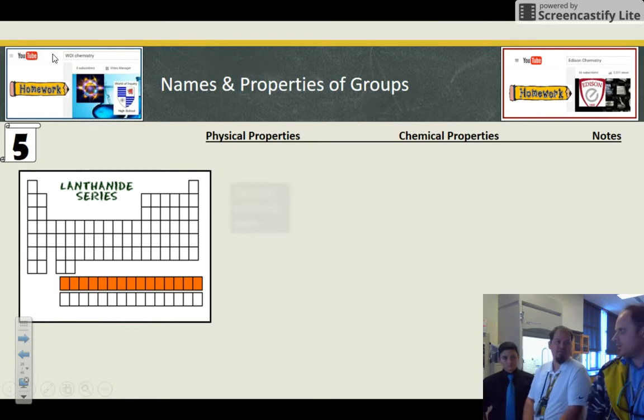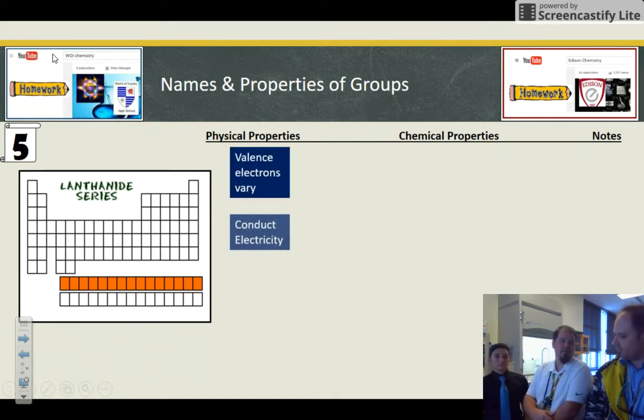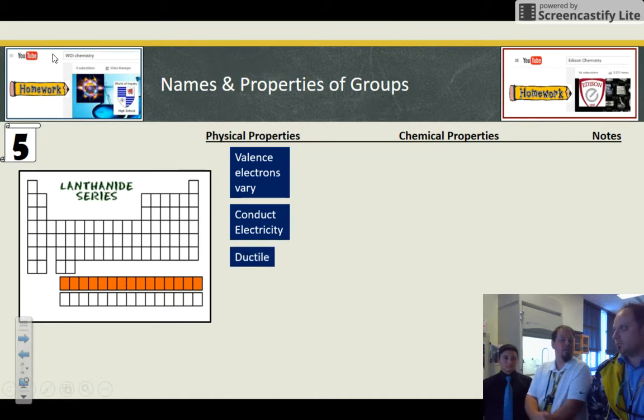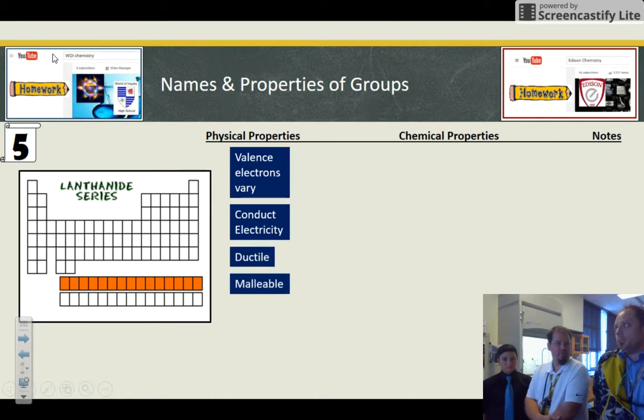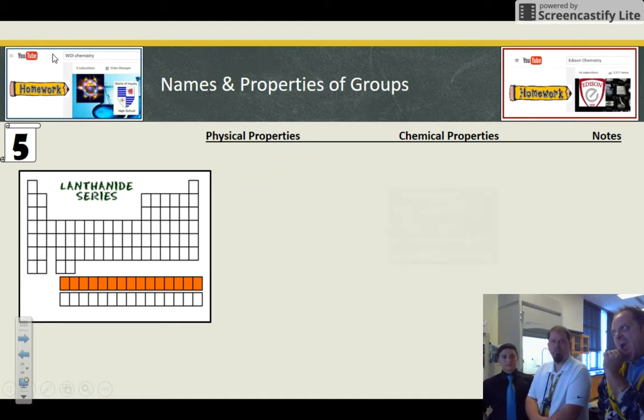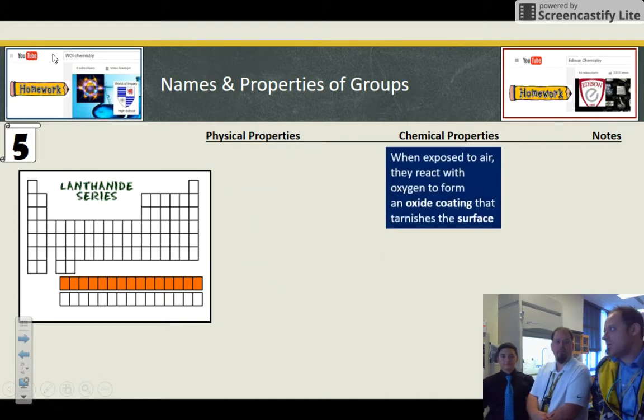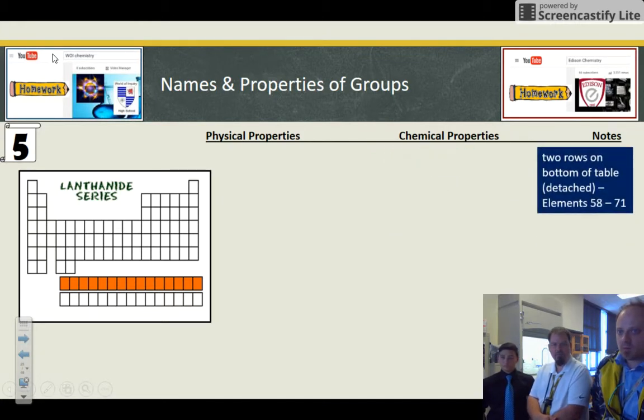Okay, lanthanide, we're going to go through this one pretty quick. Valence electrons vary, but it has all the same metal properties, because it's a metal. Even though it's detached and below, it is part of the transition metals family. I think I probably left out luster. Chemical properties: when exposed to air, they react with oxygen to form an oxide coating that tarnishes their surface sometimes.